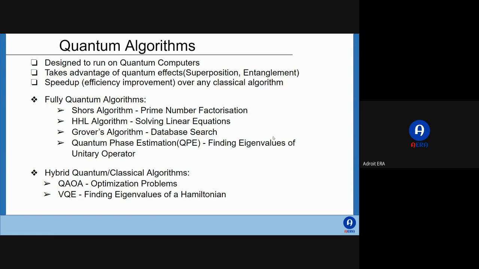The Grover search algorithm class will be taken in the evening from 7 to 9, if I'm not wrong.